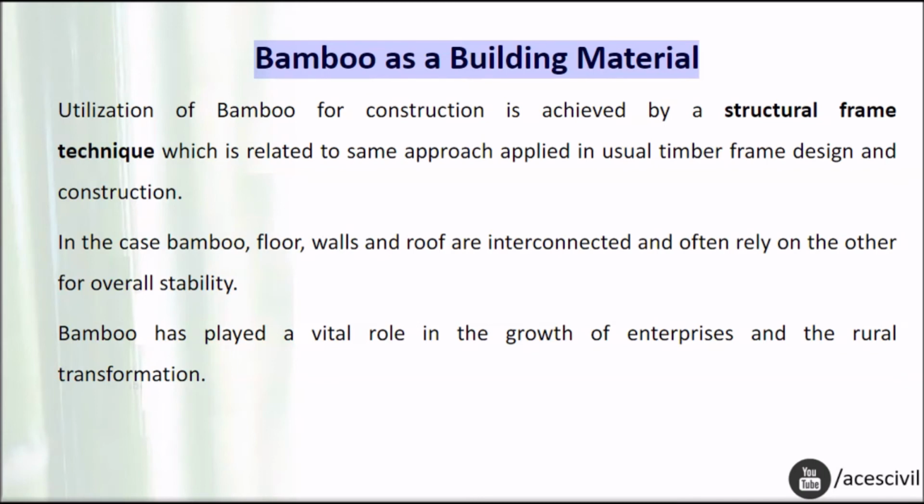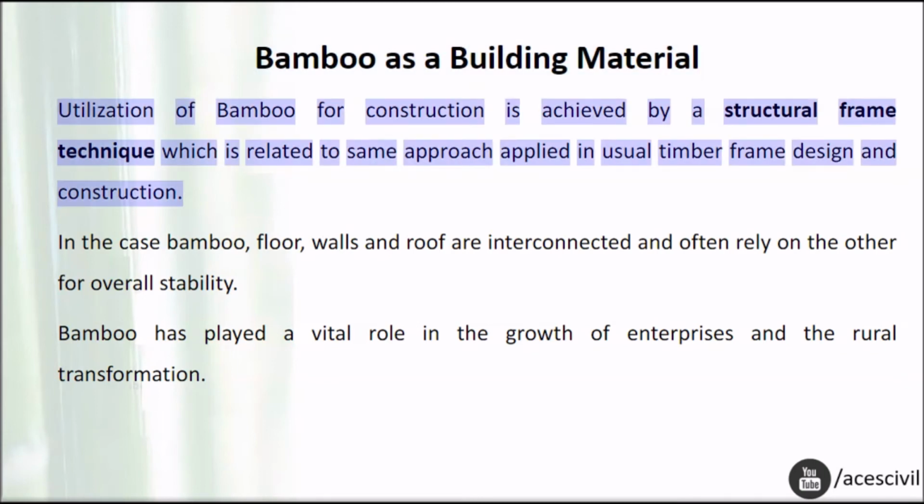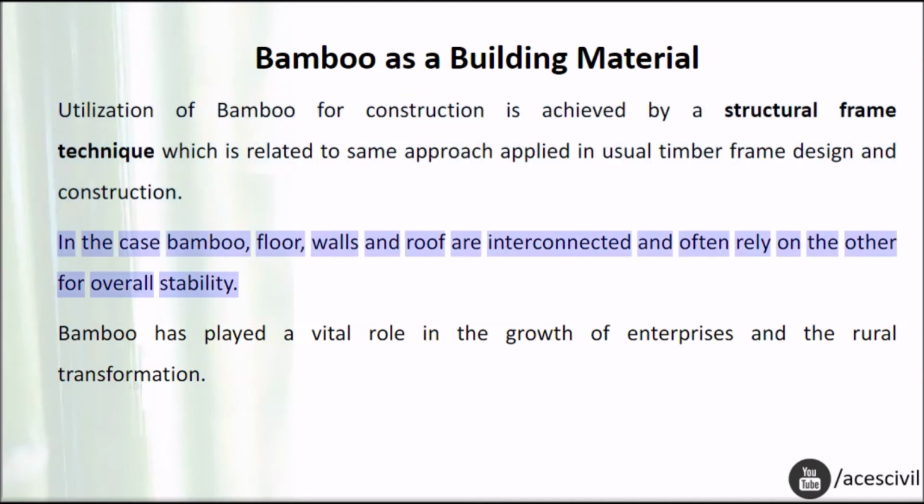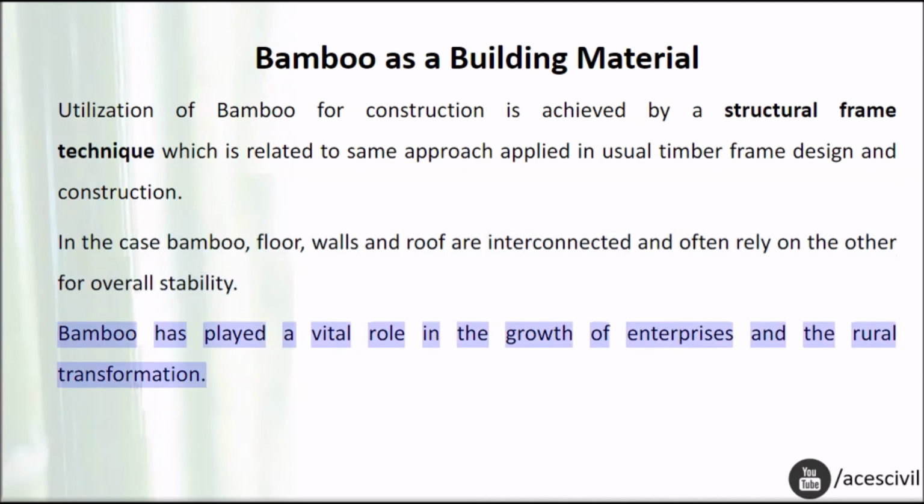Bamboo as a building material. Utilization of bamboo for construction is achieved by a structural frame technique which is related to the same approach applied in usual timber frame design and construction. In the case of bamboo, floor, walls and roof are interconnected and often rely on each other for overall stability. Bamboo has played a vital role in the growth of enterprises and rural transformation.